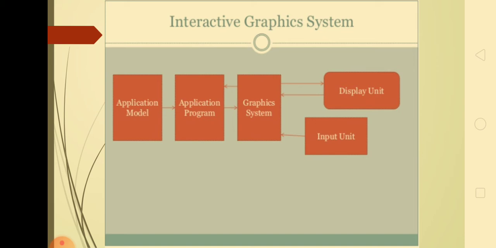The application model interacts with the application program. The application program interacts with the graphics system. Then the graphics system interacts with a display unit, or the input unit interacts with the graphics system. All of this operation is called an interactive graphics system.